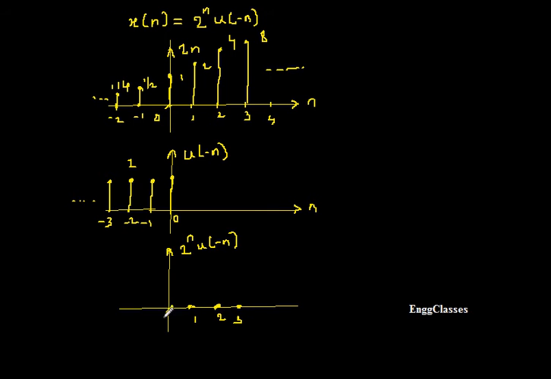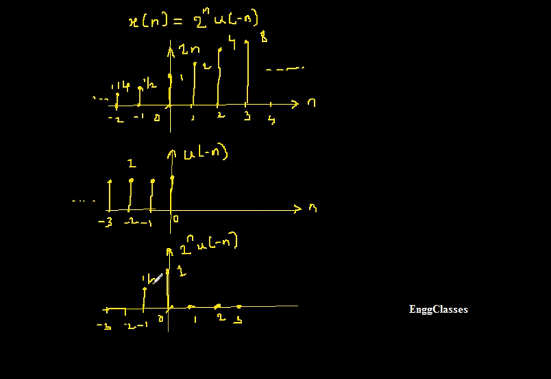Similarly, let me see for n equal to 0. This is 1 and this is 1. Both get multiplied, and ultimately I'm going to get 1 as the signal for n equal to 0. Similarly, I have to get n equal to minus 1, minus 2 and minus 3 as well. Let me check. For n equal to minus 1, the signal is 1 and this is 1 by 2. 1 by 2 into 1, I'm going to get 1 by 2.